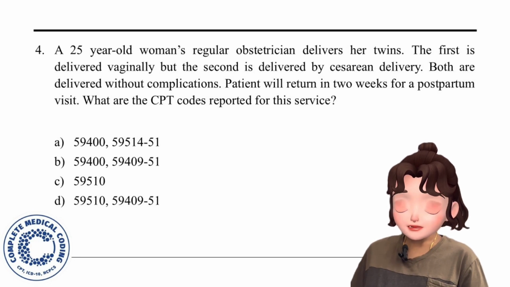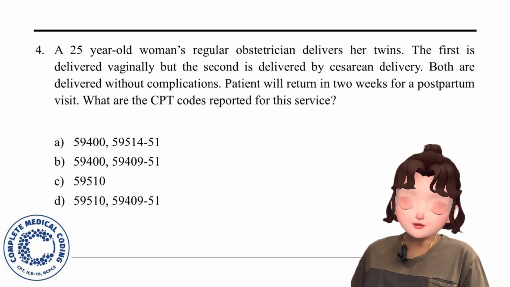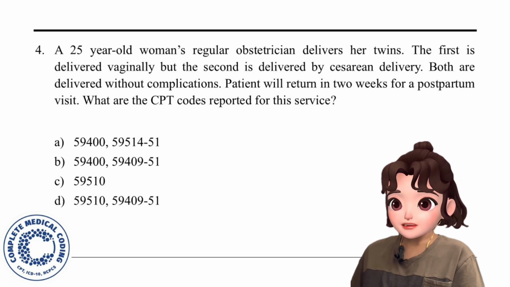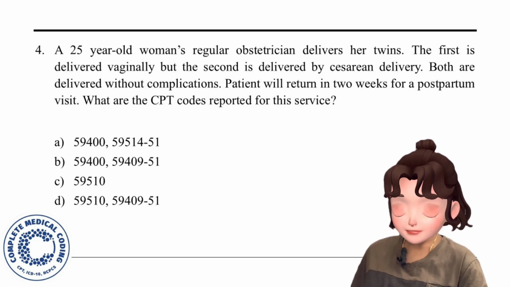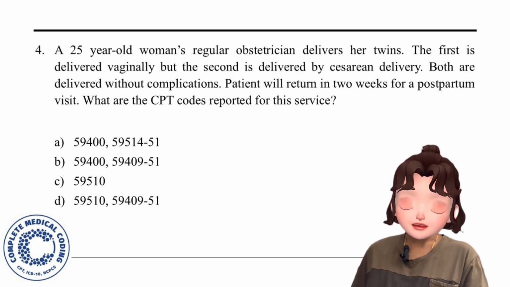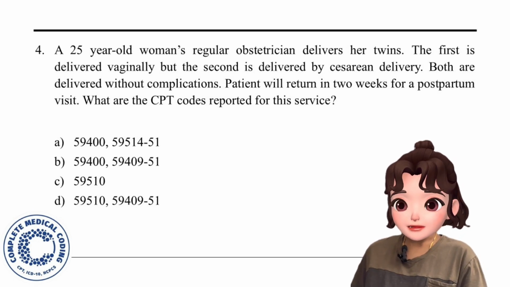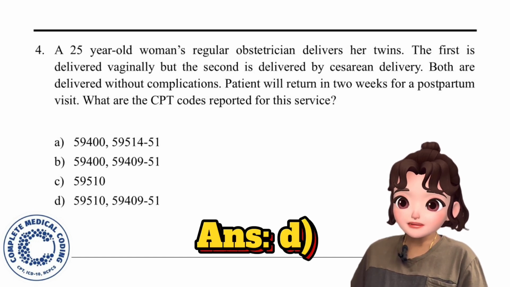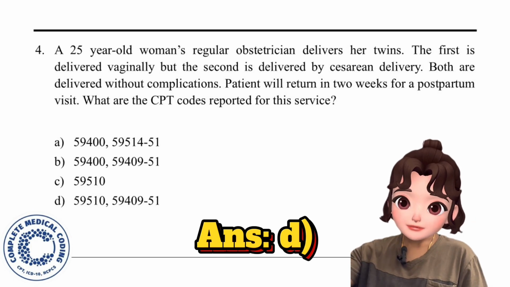59409 should be appended with modifier 51 to mark it as a multiple procedure. One normal delivery and another cesarean delivery, so of course it's a multiple procedure. So here the answer will be option D, 59510 and 59409 with modifier 51.